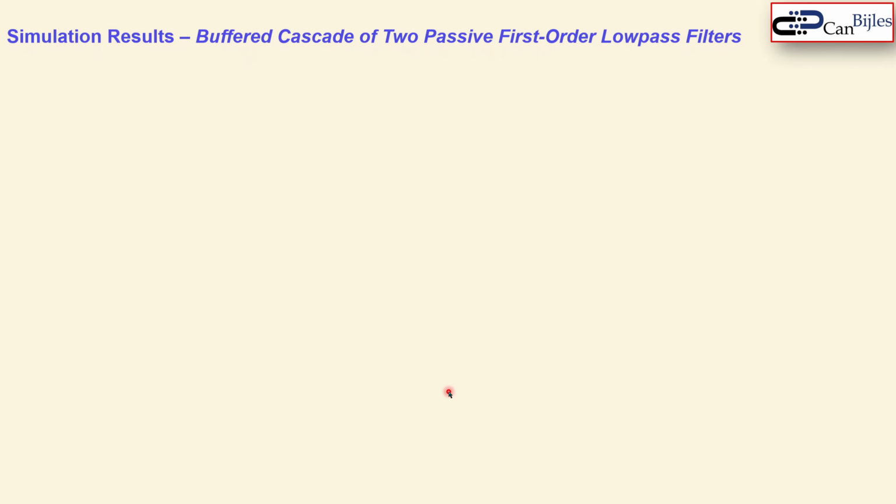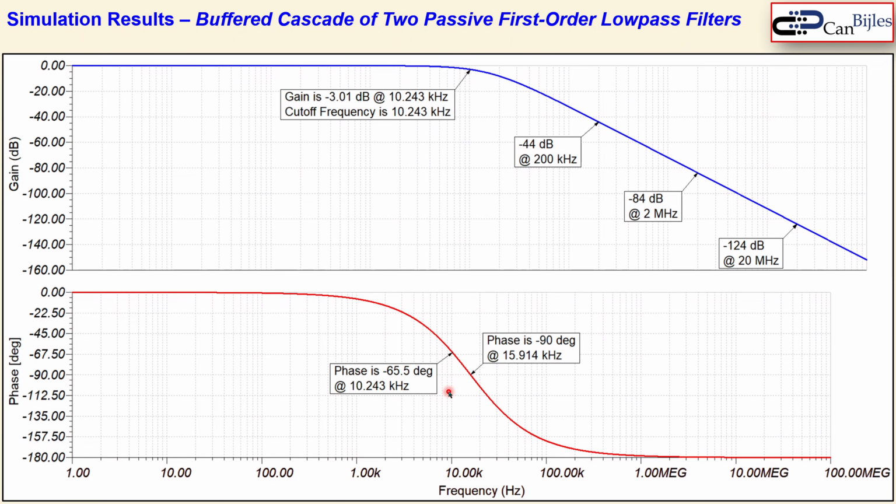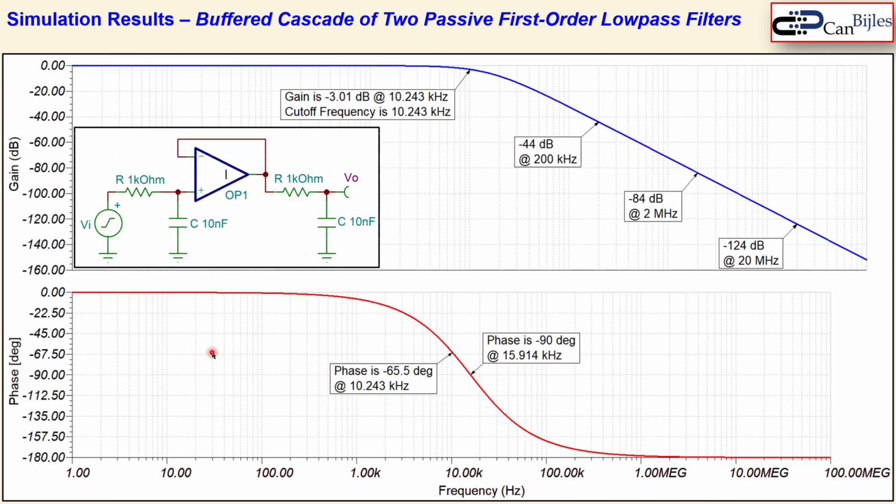Now going to the situation where you have the buffered cascade operation, again the Bode plots. This is now the circuit. You see here again the 1 kilo ohm and the 10 nanofarads. Now we have the buffer here, and now again the same first order low-pass filter. What you see is again the slope is minus 40 dB between 2 megahertz and 20 megahertz. This is going down by 40 dB.